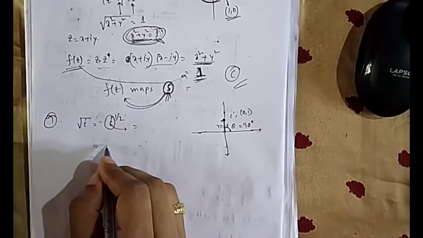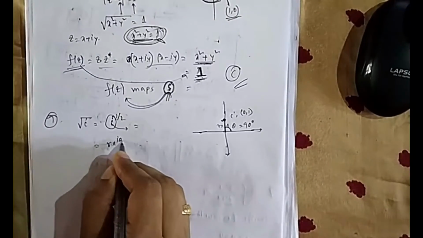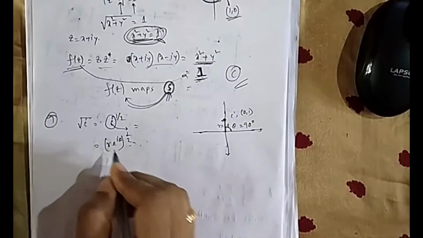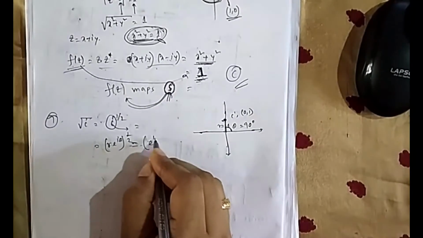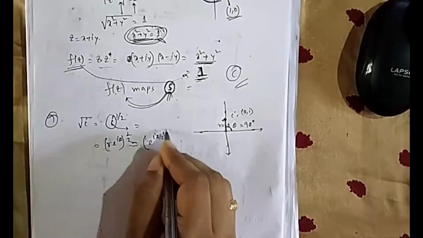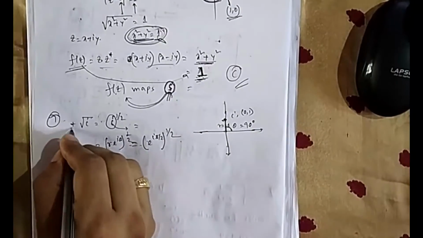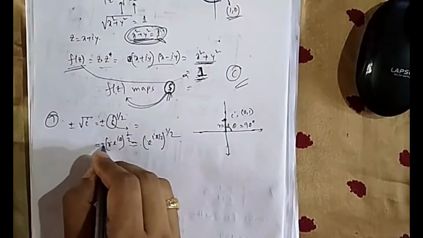So how will you write it? r is equal to 1. It is r e to the power i theta format I am saying. So i will be written with r equal to 1, so e to the power i pi by 2, to the power half. Now the square root has both values, plus and minus, so you can write both.